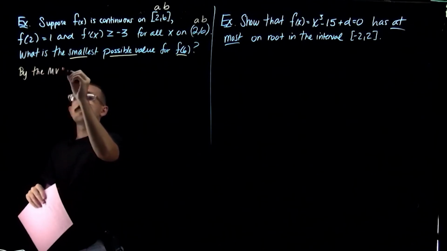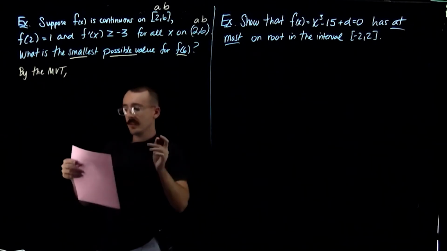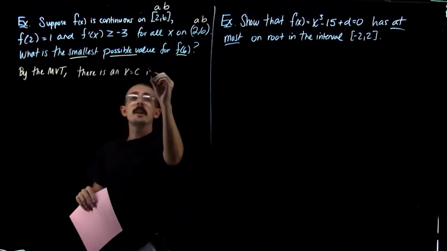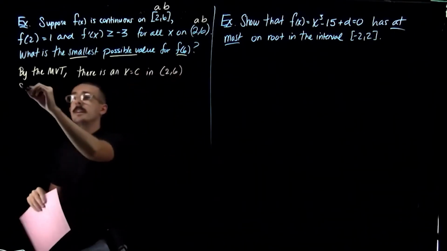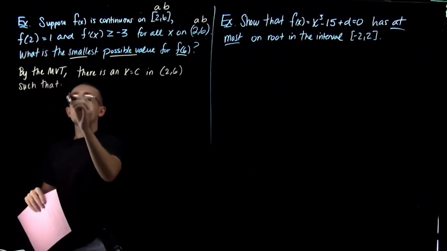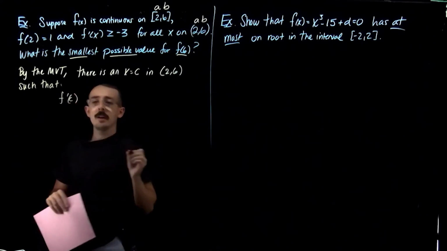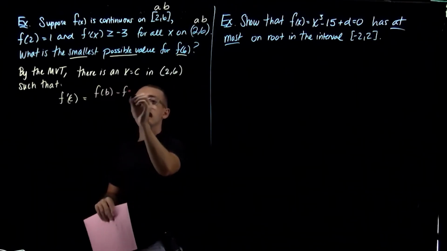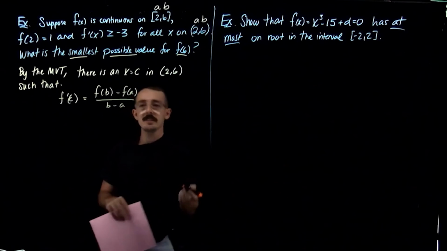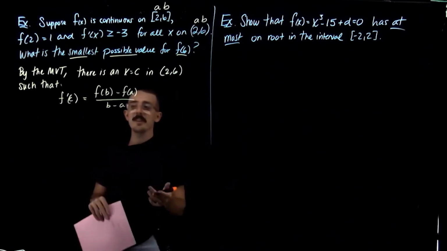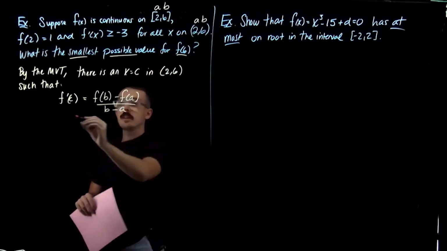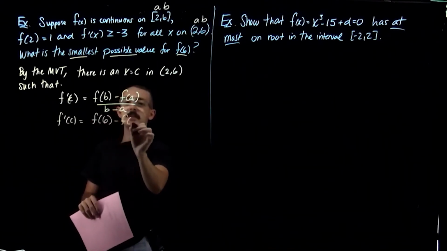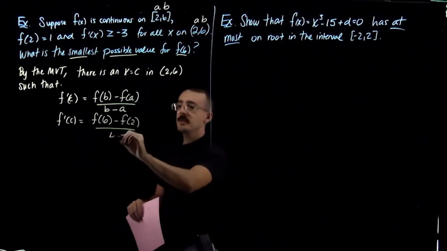So therefore, by the mean value theorem, we can use this because we're continuous and differentiable, there is an x equal to c in the interval 2 to 6 such that the slope of the tangent line at c is equal to f of b minus f of a over b minus a. That's just the conclusion of the mean value theorem. If I plug in what a and b are, I get f prime of c is f of 6 minus f of 2 over 6 minus 2, which is 4.